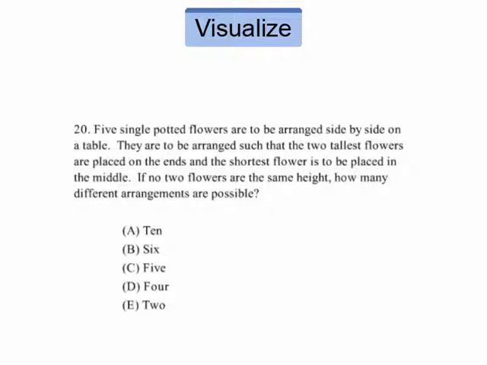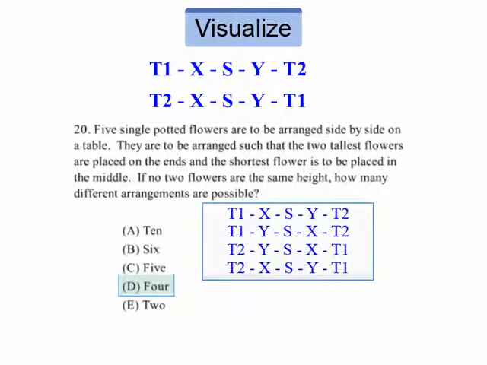So let's say we've got the tallest one on the left end, and we've got X. That would be one in the middle. S is the short one, then Y, and then the other tall one at the end. Now let's flip the tall ones at the end, and you can do the same thing flipping the 2 mid-sized plants. So we get a total of 4 combinations here.